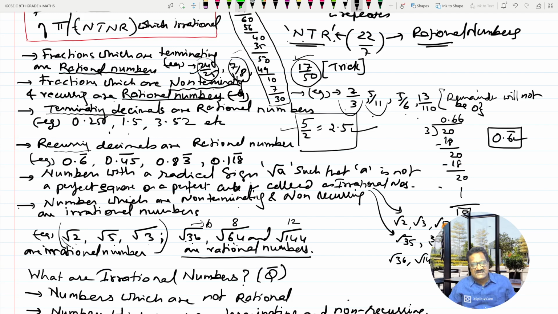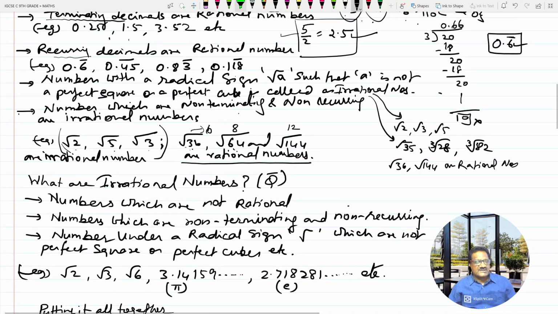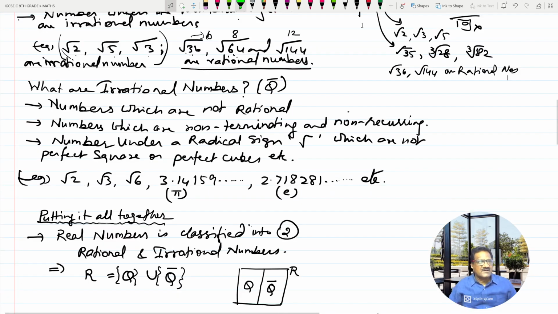Is that clear? Now let us make a summary of all this. What are irrational numbers? Now we have studied so many things about rational numbers, so let us see what an irrational number is. Irrational numbers are denoted by Q bar. Now what are the points you should know? Numbers which are not rational are irrational. So any number which doesn't come in the category of rational numbers will be irrational.